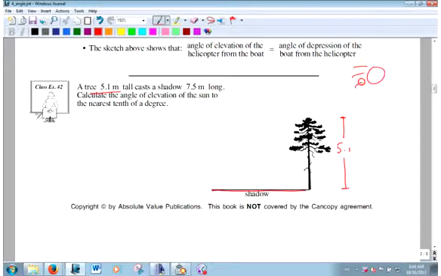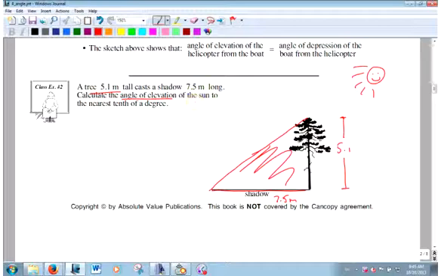So if that's Mr. Sun up there, okay, all of this is shadow. If I'm standing over here, I'm happy because I'm in the sun. Okay? Does that make sense? Okay, so that when it says cast a shadow 7.5 meters long, that's what they mean. Okay? All this will be in the shade. Calculate the angle of elevation of the sun to the nearest tenth of a degree.